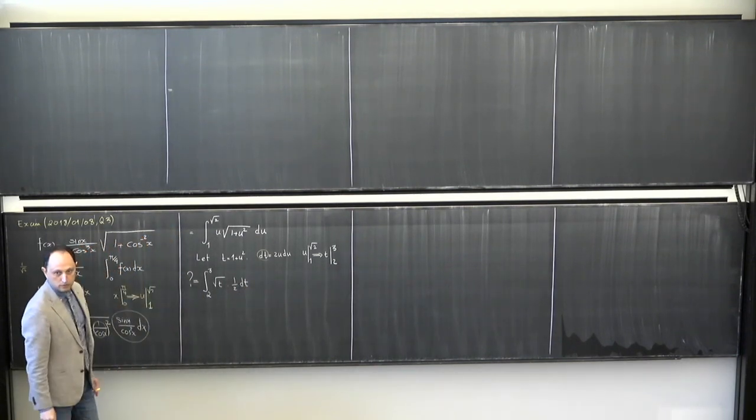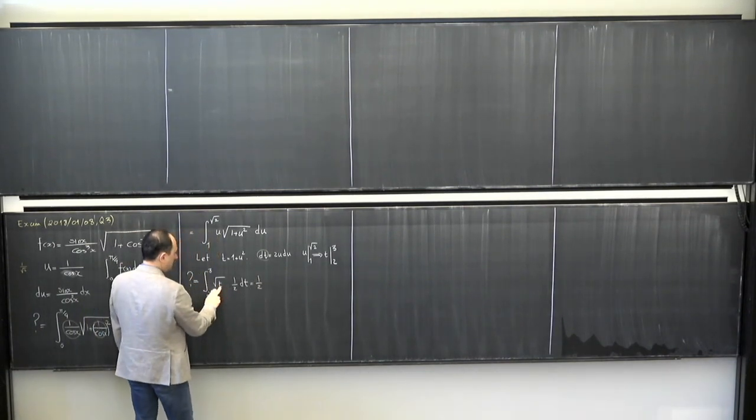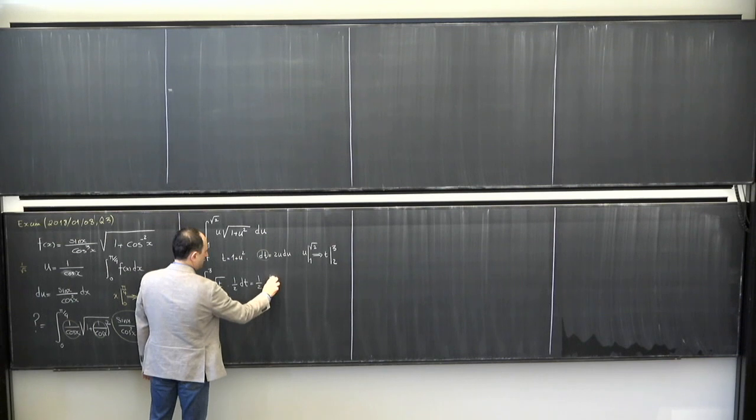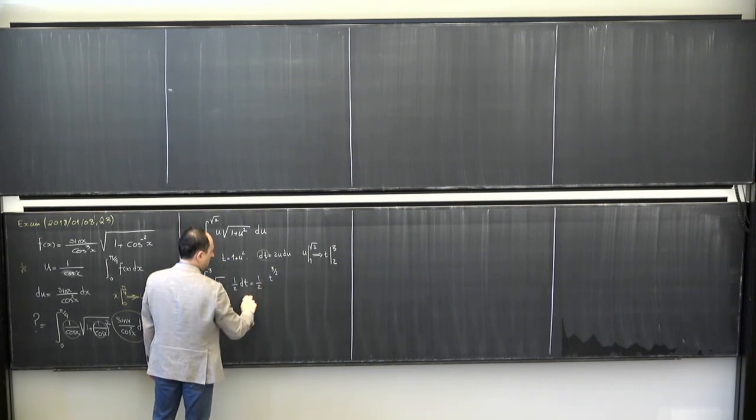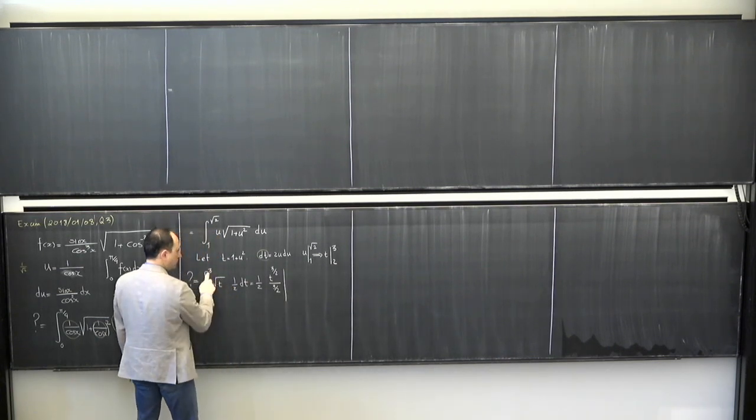And then I calculate this. That's easy, yes? So it becomes 1 over 2. This is t to the power of 1 half. So this becomes t to the power of 3 halves divided by 3 halves. And it goes from 2 to 3. That's very good, by the way.